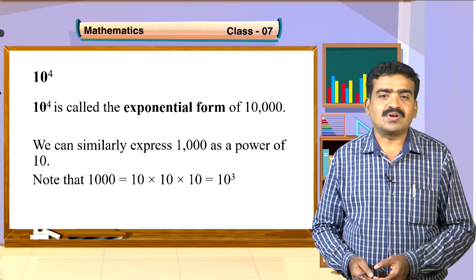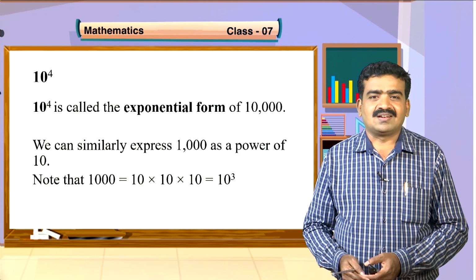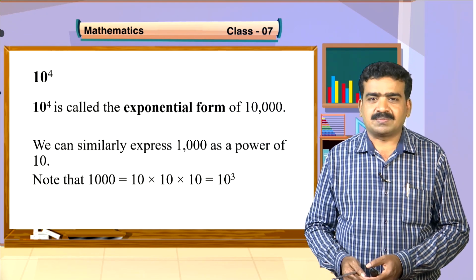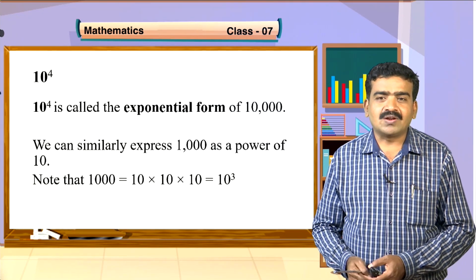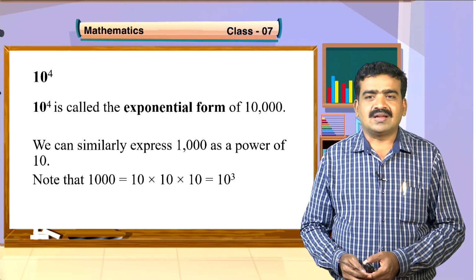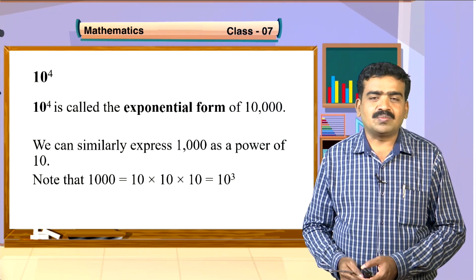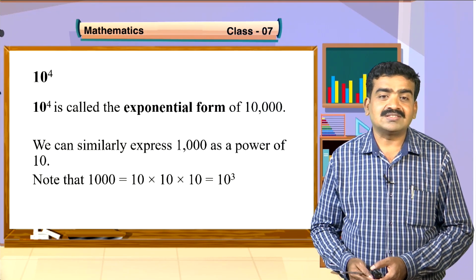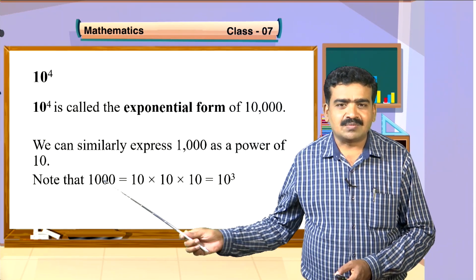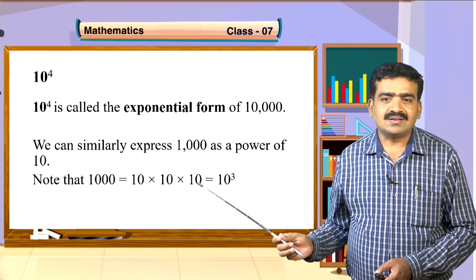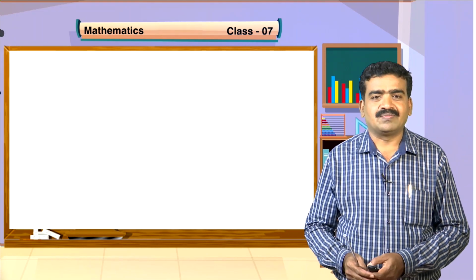Similarly, 10 to the power of 4 can be expressed as 10,000. How does it become? 10 followed by 4 zeros, where 10 is the base and 4 is the exponent. This can be read as 10 to the power of 4 or 10 raised to the power of 4. Note that 1000 can be expressed as 10 into 10 into 10, that is 10 cube. That is the exponential form of 1000.